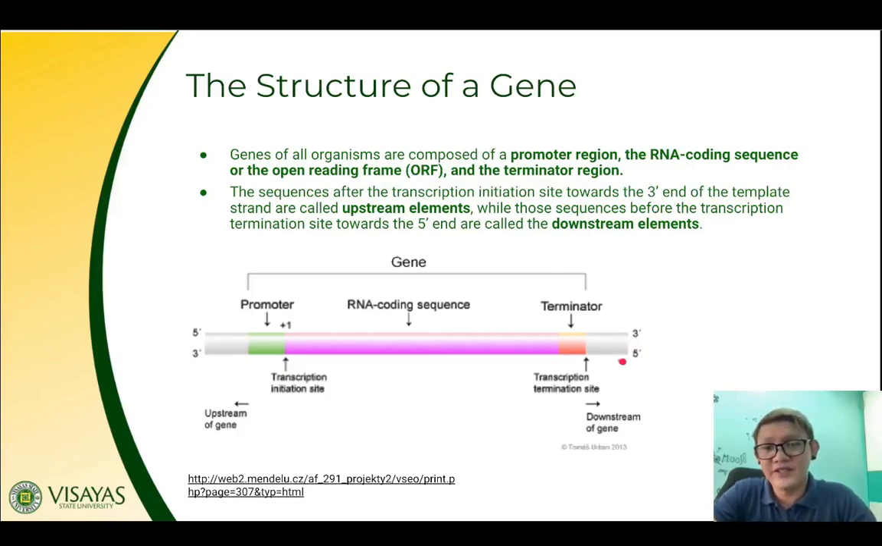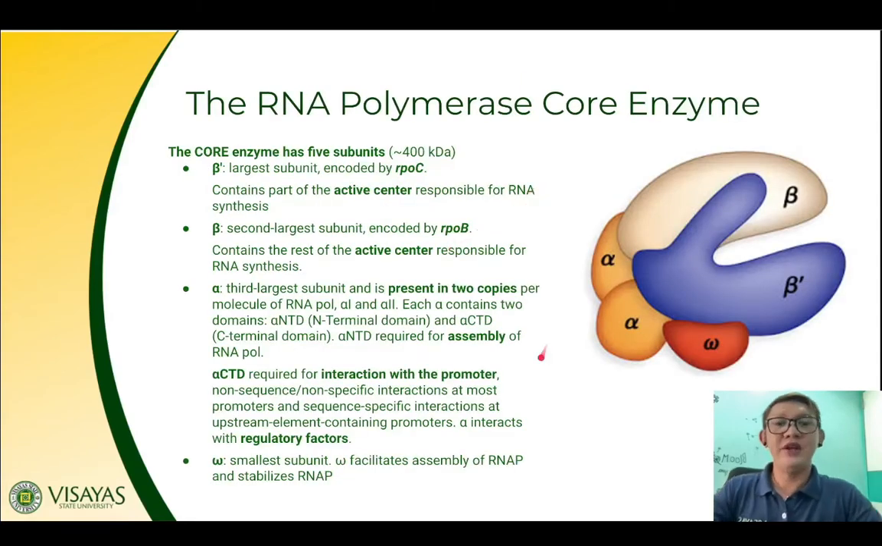Again, you have the structure of a gene, which is composed of the promoter region and the RNA coding sequence. So this is the one that will be expressed later on into an mRNA. These sequences here help in the transcription processes. So you have the ORF or the RNA coding sequence and the terminator region. Those sequences that are found upstream or before these promoter region are called the upstream elements, while those before the termination sites are called the downstream elements.